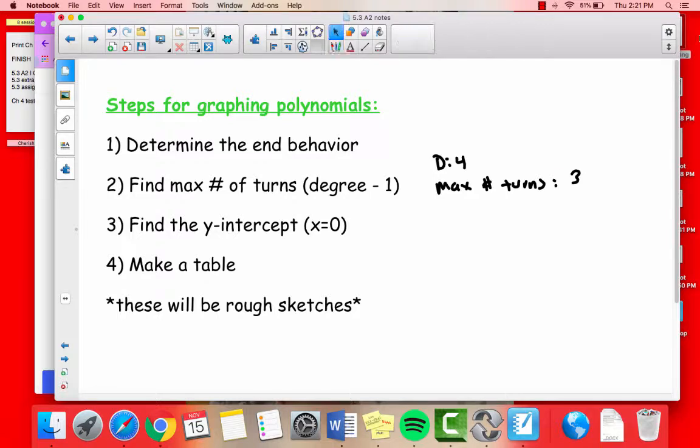So let's go ahead and do one example together, and then I'll give you an example that you can try on your own. And if you need some extra help or extra practice with it, just let me know and we can do more in class.